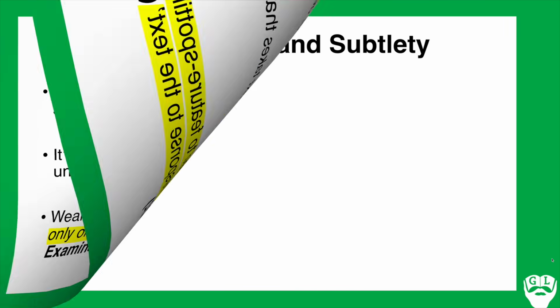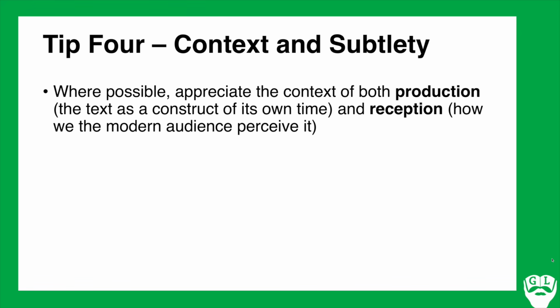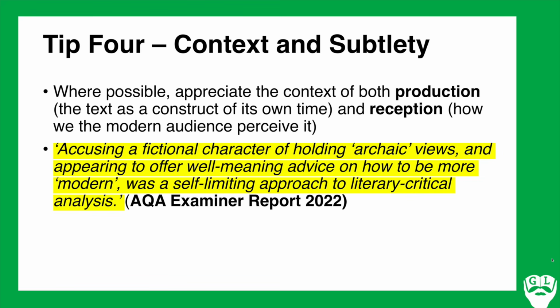Now, tip 4, my penultimate tip, context and the subtlety of this. Now, it's important to appreciate context always, but make sure you understand the difference between context of production, for example, the text as a construct of its own time and place, as well as context of reception, how we, the modern audience, perceive it. Really tread that fine line, that balancing act there, very delicately and carefully to get a more assured, effective mark. For example, the examiner's report says accusing a fictional character of holding, quote, archaic views and appearing to offer well-meaning advice on how to be more, quote, modern is a self-limiting approach to literary critical analysis.